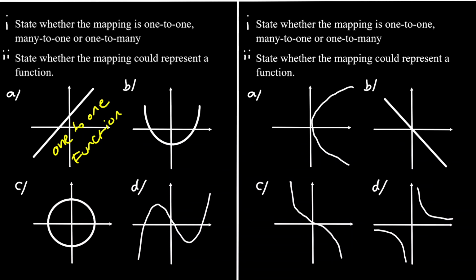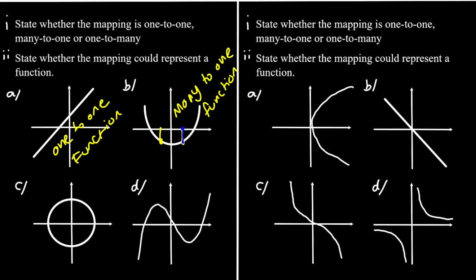Part B. Here we can see there's many ways of getting an output. So if you put in either one of these, you get the same output. So it's many ways of getting one. Many-to-one, and it is a function. So as long as every input gives you only one output. When you put in this number here, say it's 2, you only get out this one output. So it is a function.